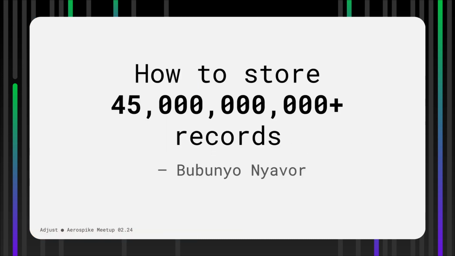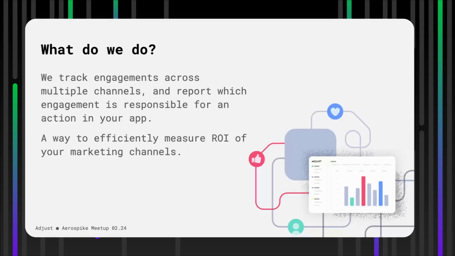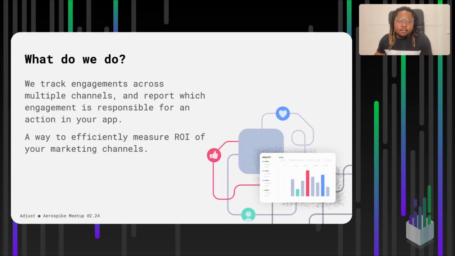Today, I'm going to be presenting on how to store 45 billion records. What do we do? So Adjust is a mobile measurement partner. Essentially, what we do is we help our clients track their best channels for ROI in terms of marketing.